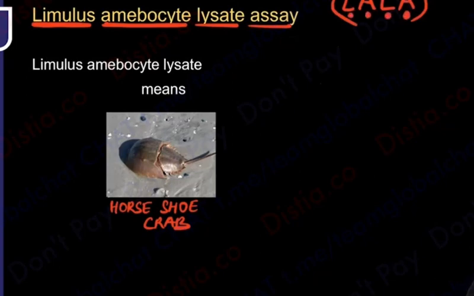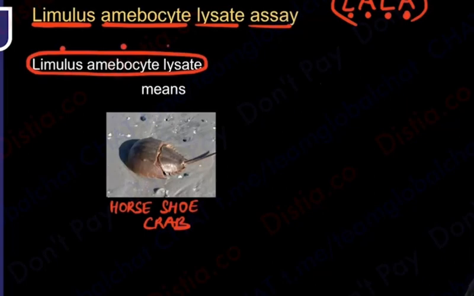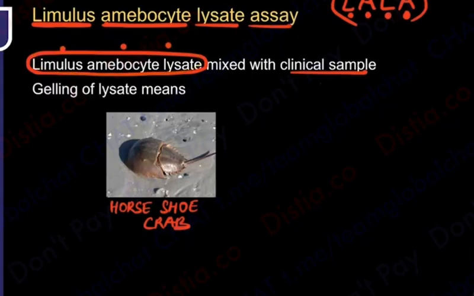What are you going to do? You are going to take this particular chemical from this animal. You take the Limulus amebocyte lysate and you mix it with the sample, whatever sample you want to find out whether it has endotoxin or not. If this becomes a little jelly-like, if this converts into a gel, this means that the endotoxin is present. So remember, if there is gelling of LALA, this means the endotoxin is present.